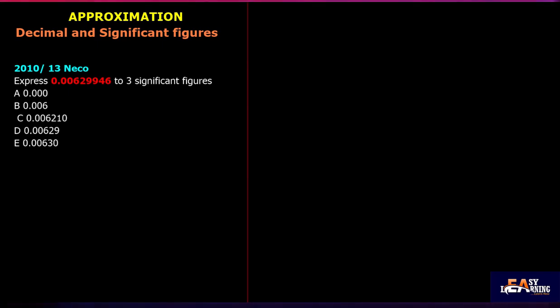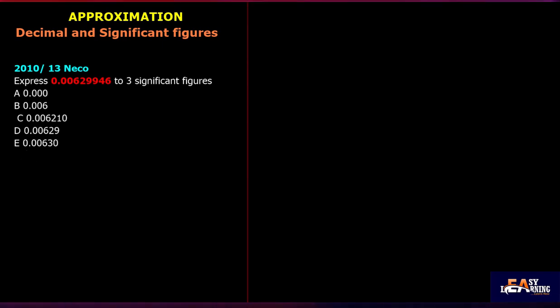Okay, so we'll be taking an example from NECO 2010, question number 13. The question says express 0.006299946 to three significant figures. So as usual, I'd love you to pause the video, try to solve it, and let's compare our answers together. Go ahead and pause the video, try it out.